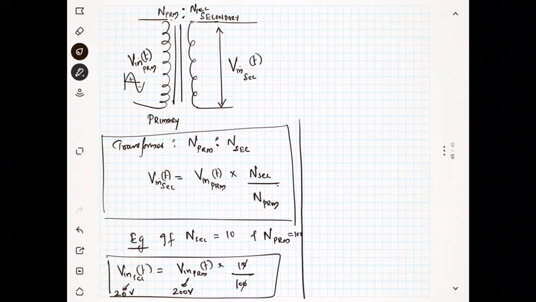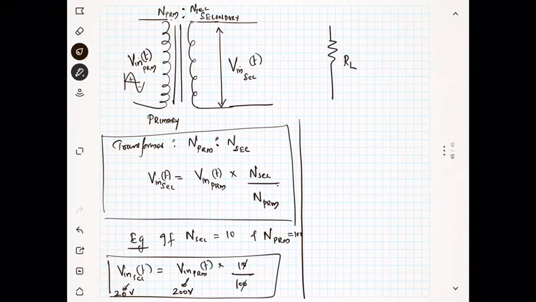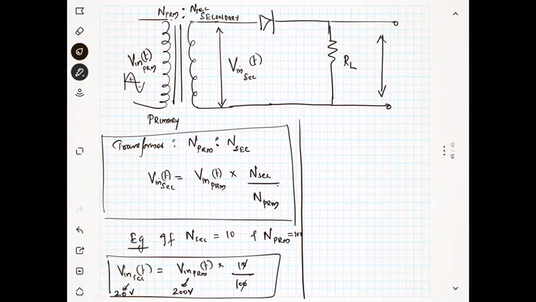Next we have a load. I told you we have a load RL, and I will put a diode like this. This is known as the half wave rectifier, and we will take our output from here, V out. Now we will see what the equations related to this are and how it works.